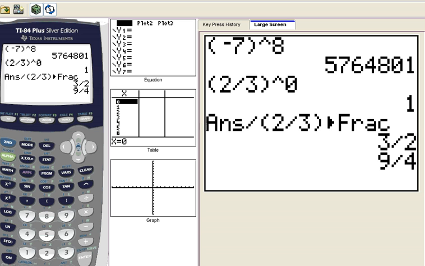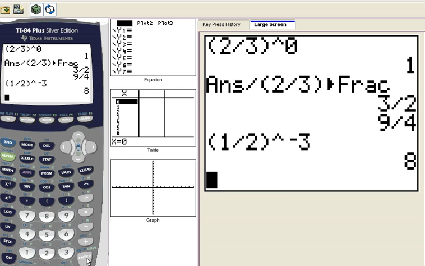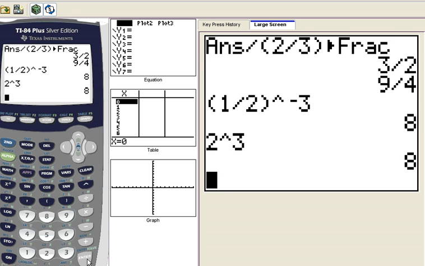So we want to do 1/2 to the negative third. 1/2, and you can do 0.5 if you want, but I'll use this, to the negative third power. And I want to see that as a fraction. Actually, I don't need to because I think it equals 8, which is the same as 2 to the third. And it does. 1/2 to the negative third is equal to 2 to the third.